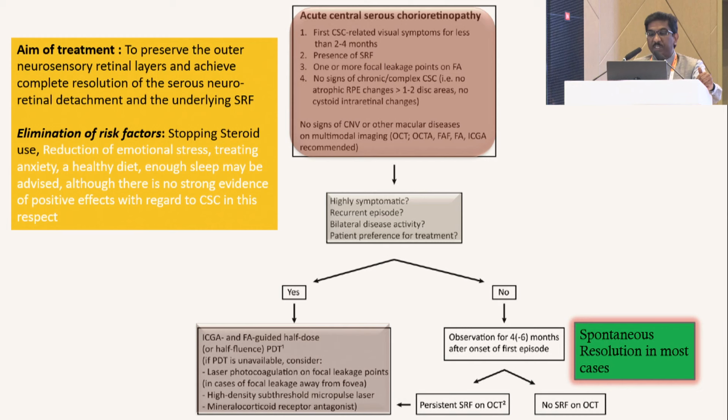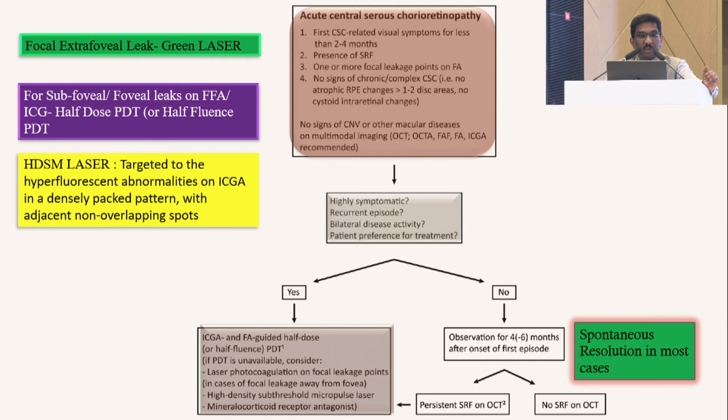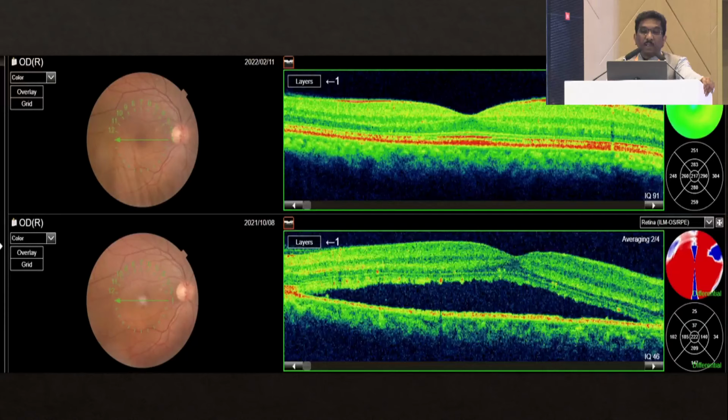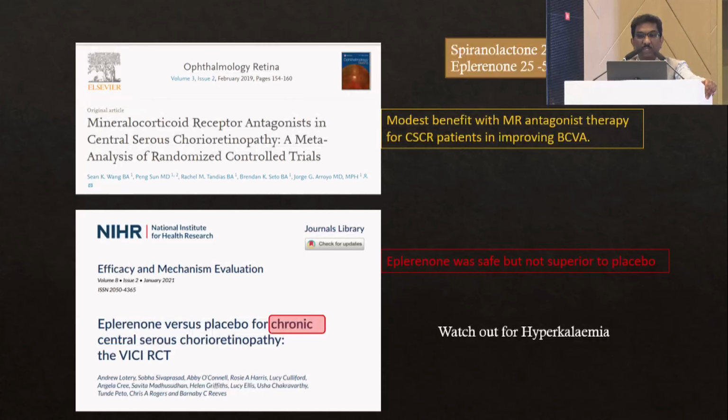If at all we want to treat, we go ahead with a focal laser, with the green laser for extrafoveal leak. However, if it is subfoveal, we may have to consider a high density sub-threshold micropulse laser in these patients. This is a patient who was treated for the focal leak. You can see the reduction in the SRF. Usually by around 1 to 1.5 months, you will see the resolution happening.